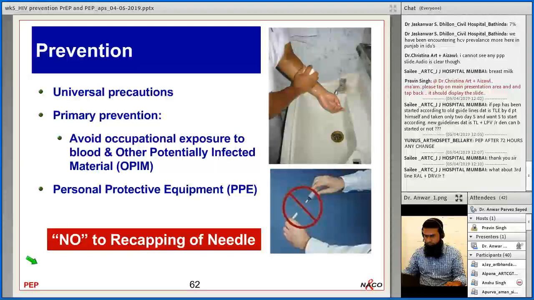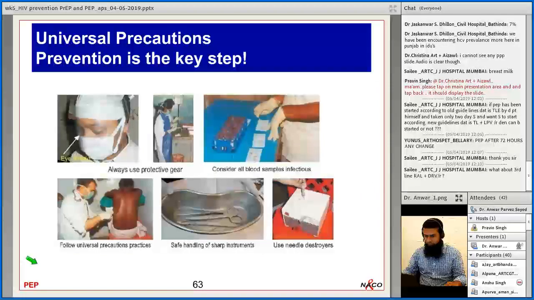It is important to remember that people who are exposed to the risk of transmission of HIV are also at risk of getting infected with HBV, and that is why I said HBV vaccine needs to be given. We already saw that recapping is something which is really bad, so it should not be tried. That is the most common thing because of which people get exposure.